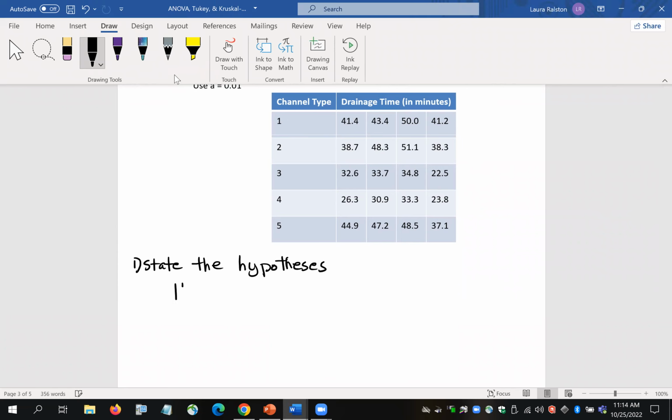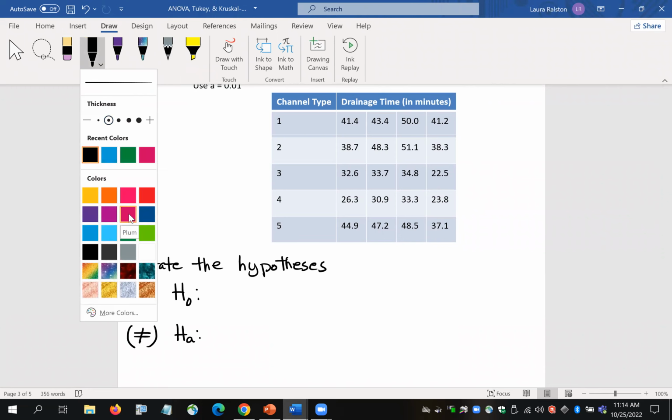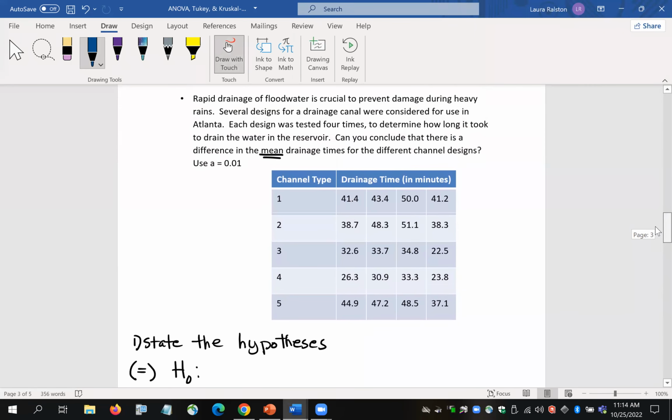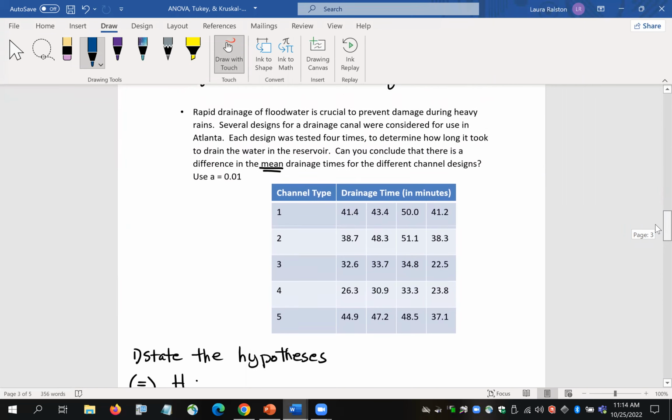For ANOVA, the null hypothesis will always imply equal, and the alternative will imply not equal. We also talked about there's a couple of ways to state the hypotheses. You can use the words or you can use symbols. And it's really a preference of the researcher, or maybe depending upon your audience.